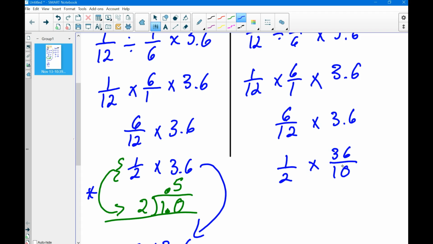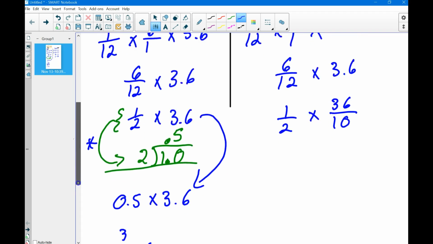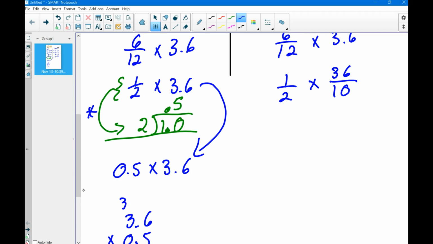Now, let's look at that more closely. Can we reduce 36 over 10? They're both even numbers, so they should be able to be reduced. So I have 1 over 2. Both even numbers, so definitely 2 can divide into both of them. So 36 divided by 2 gives me 18. And 10 divided by 2 gives me 5. Are we fine so far?